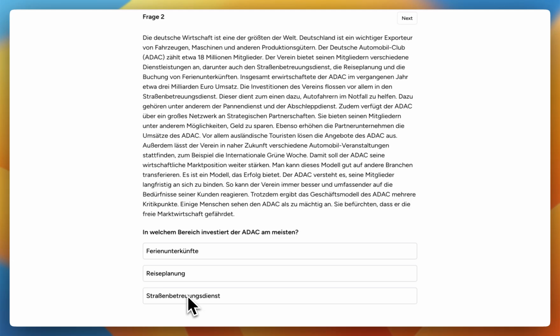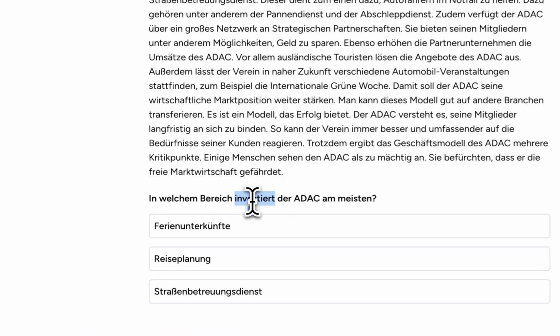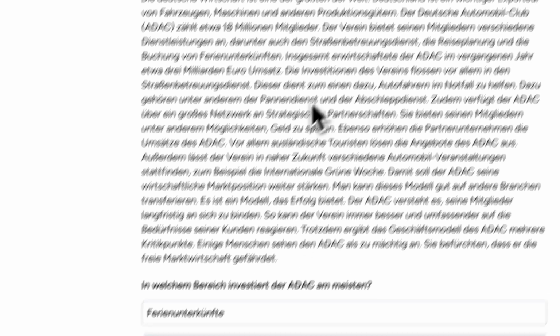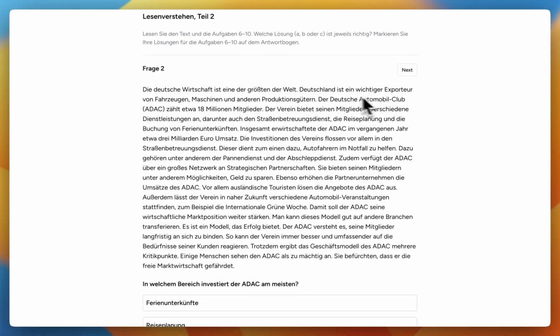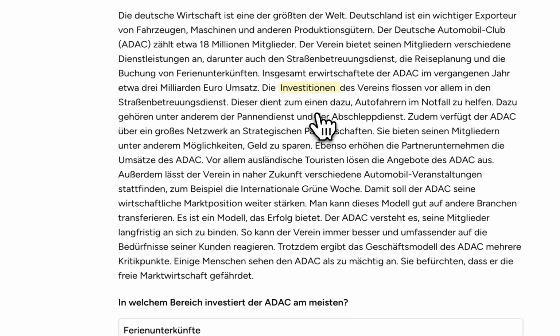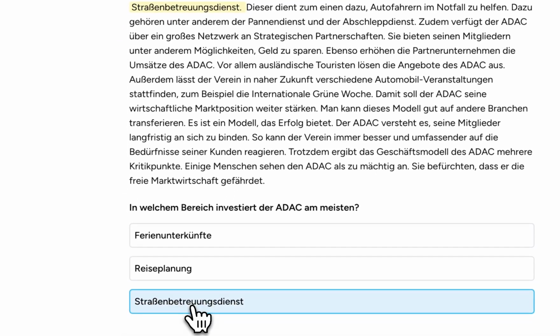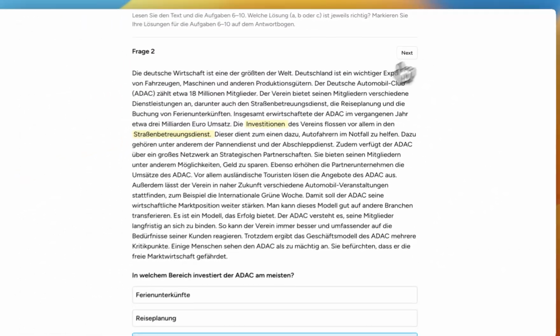So then we will use a second tip, which is matching the keywords. We are looking for the keywords investiert, Bereich, and then one of these 3 keywords. So let's look at this. Where is ADAC? I'm just going to quickly scan through each line, and let's see if I can find a word with investing. So Investition, this word looks similar, and then I just see the Straßen. So probably this is the correct answer, and I can already pick that.